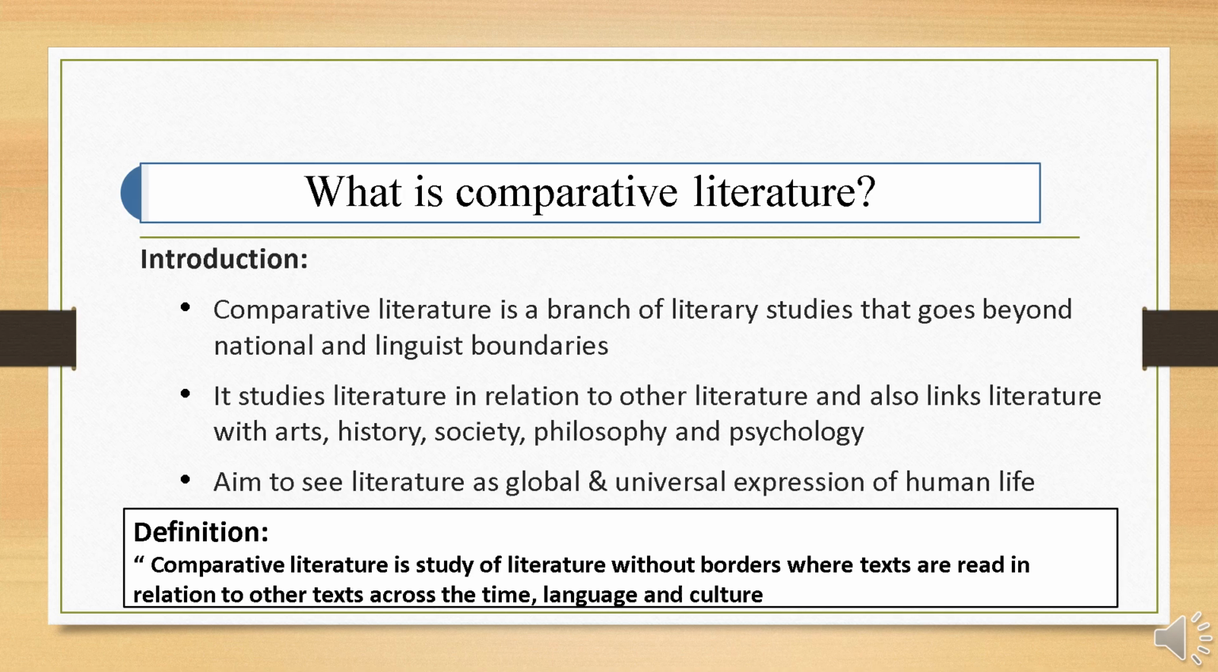Now let us understand the definition that we can write in the exams. Comparative literature is a study of literature without borders, where texts are read in relation to other texts across time, language and culture. Here comparative literature means it is going beyond its borders in relation to other texts, across time, language and culture. Irrespective of the time, language and culture, literature is trying to compare two different languages. So that is what comparative literature is telling.